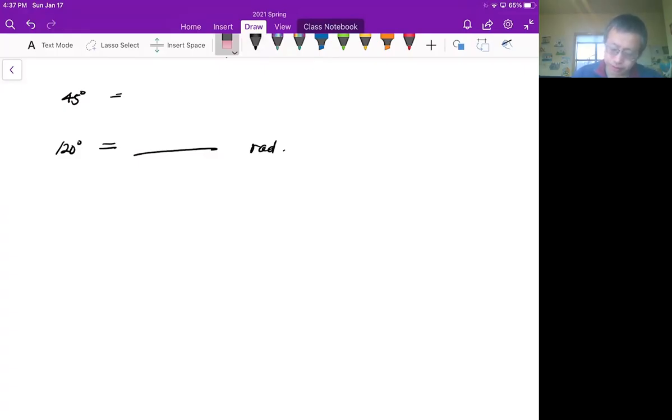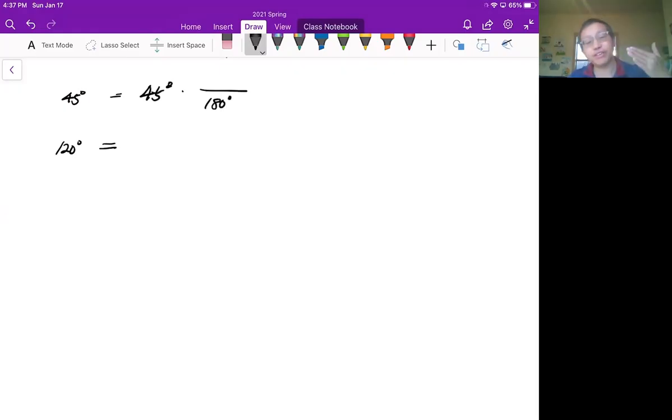All right, so this says I'm going to multiply by another conversion factor. On the bottom it's 180 degrees because I want to cancel out the degrees, and on the numerator should be pi radians. So for this one, 45 and 180: 180 divided by 45 is equal to 4. That means it's pi over 4 radians. That's equal to 45 degrees.